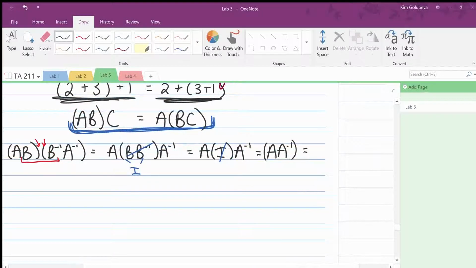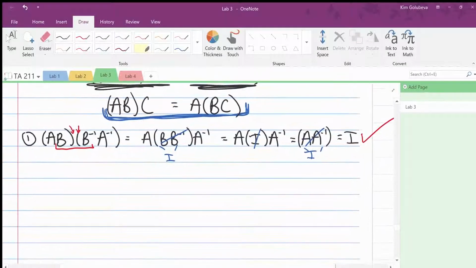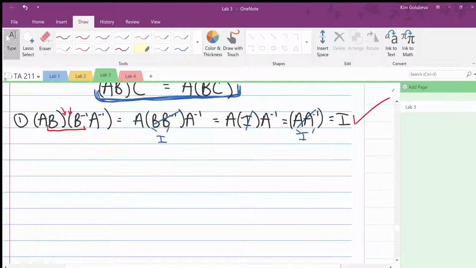And as we know, just like we talked about, A times A inverse equals the identity. So in fact, we've proved it for this side, this way. Okay, so that way works. Now we're going to check the other way just to make sure.